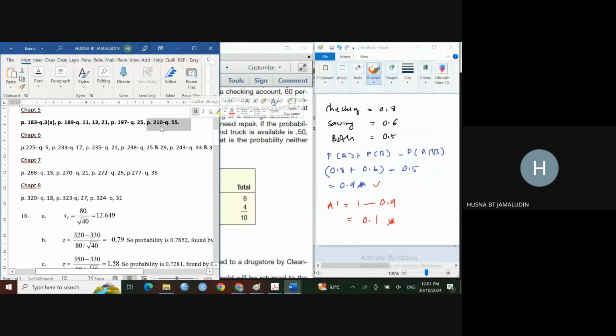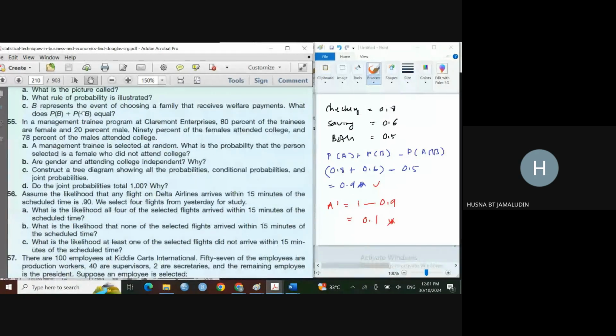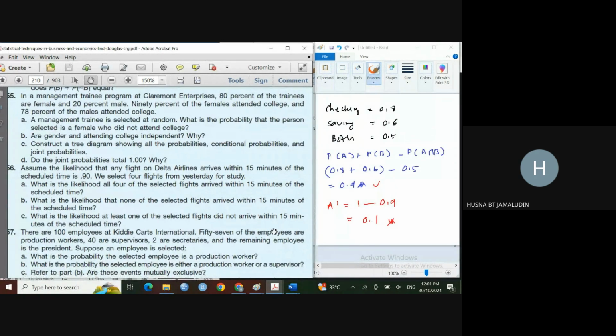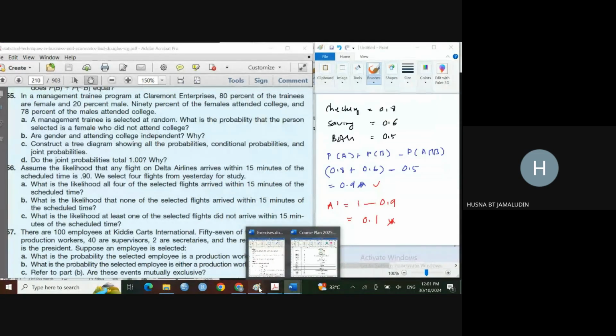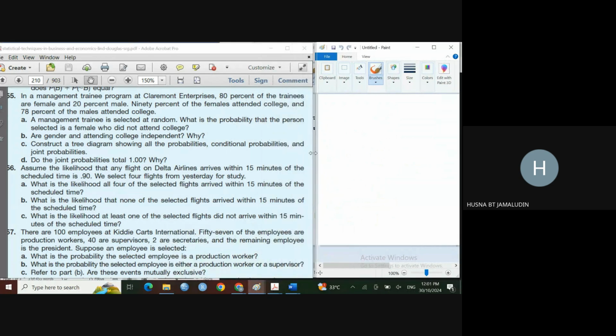So page 210, question 55. Okay, what is it about? Let me read the question. In a management trainee program at these enterprises, 80% of the trainees are females and 20% are male. Okay. And 90% of the females attended college and 78% of the males attended college.